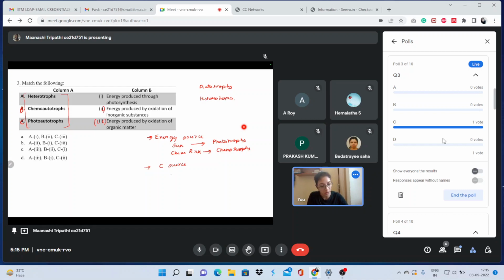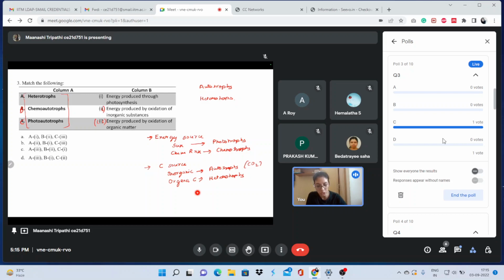Whoever is using inorganic carbon are autotrophs, and whoever is using organic carbon are heterotrophs. Inorganic carbon means carbon dioxide, okay, and organic carbons are heterotrophs. So first is heterotrophs. You can understand organic matter will be the carbon source.